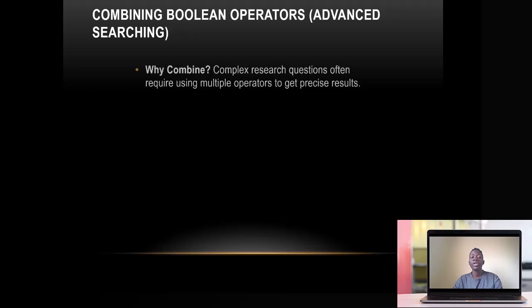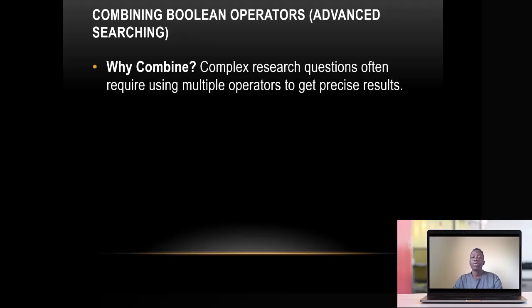How do you combine them, and why should you combine them? We see that complex research questions often require using multiple operators to get a precise result. How does this happen? You find that in your research they can tell you to get results about A and B, but not C. So meaning you're going to use A and B, not C or D. You can combine all this together, and you get your research in a precise way, and in a very good manner.